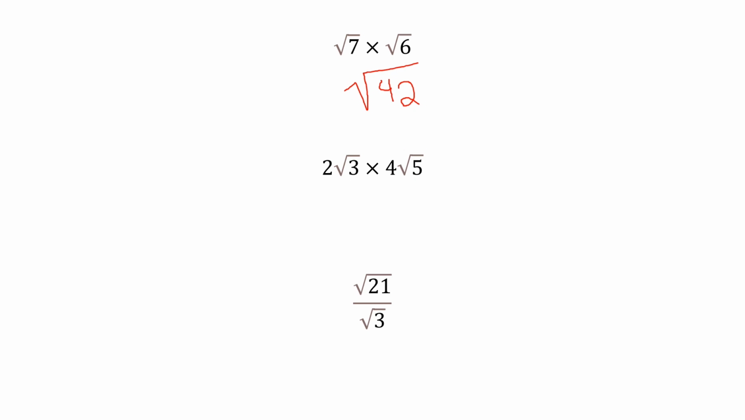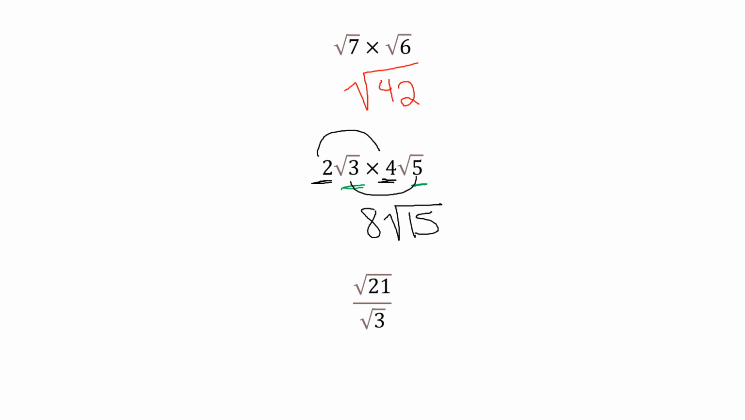Okay, so on this one, I have 2 square root of 3 times 4 square root of 5. You multiply whole numbers together. You multiply radicals together. So 2 times 4 is 8. Multiply your whole numbers. Multiply your radicals. 3 times 5 is 15. And that's it on that one. So you match up your whole numbers, and then you match up your radicals.